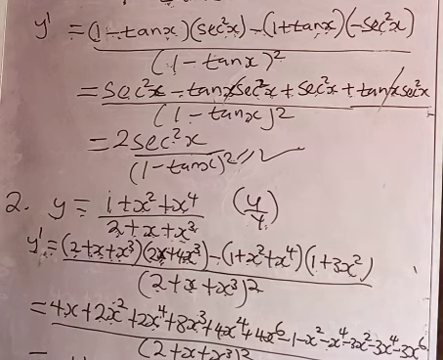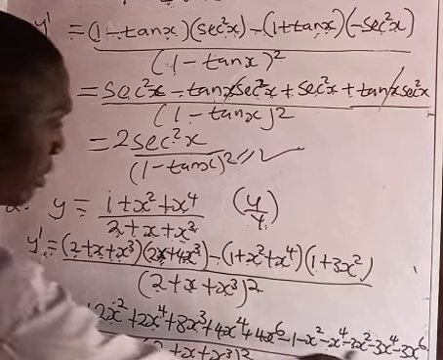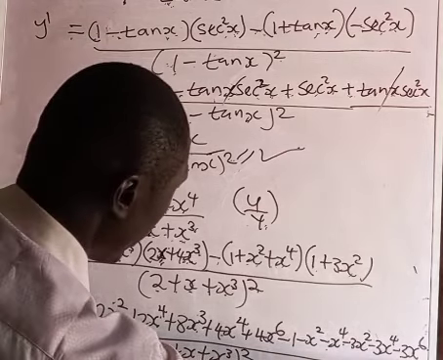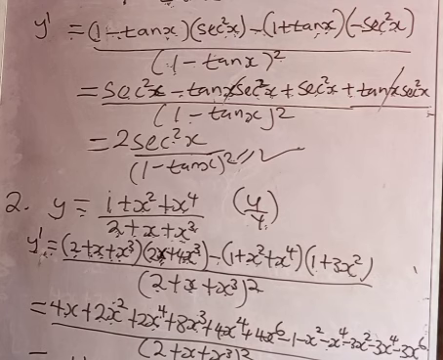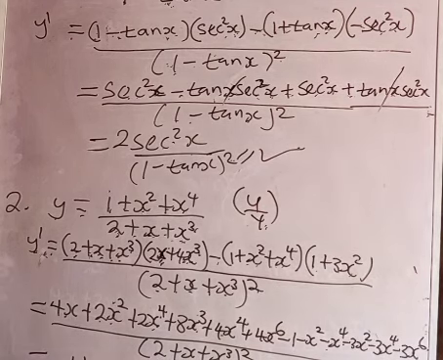We don't have power 5. The only thing we have is 6. Going through there, plus x raised to the power 6. And then we have minus 3x raised to the power 6. Combining, we have just minus 2x raised to the power 6 all over.